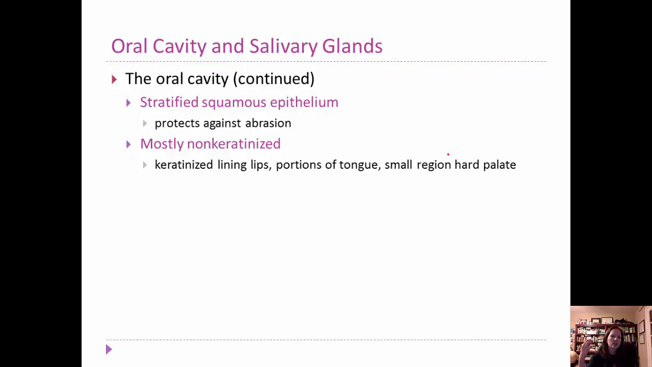It's mostly non-keratinized, but we do have portions that are keratinized, like the portions of the hard palate, portions of the tongue, and the lining of the lips. But underneath the tongue is non-keratinized, and underneath the tongue is really great for absorption of different drugs. Like if an individual has had a heart attack in the past, then they'll carry these little nitroglycerin pills, and if they feel chest pain, they pop them underneath their tongue, and it can be absorbed that way. Morphine can be dripped under the tongue for very quick absorption.